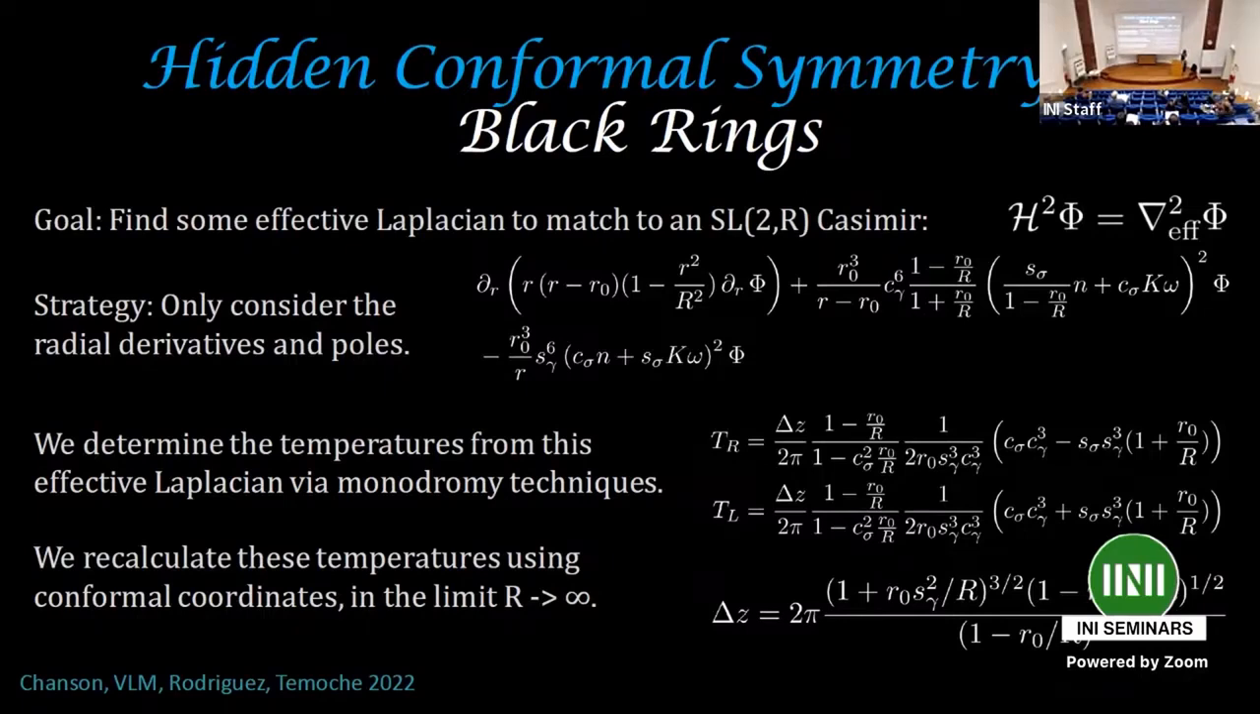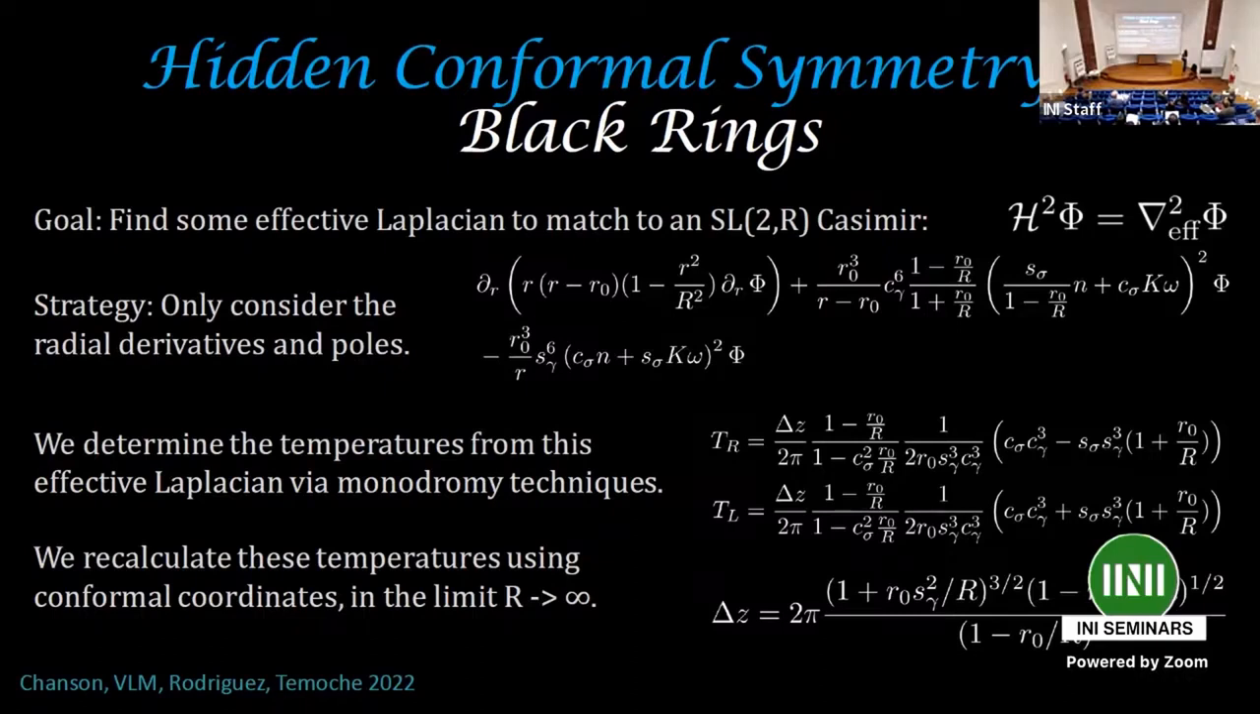We didn't build this Casimir, although that is a goal. But you can still extract these temperatures via monodromy techniques and also via conformal coordinate techniques in the limit where one of the radii of the ring is very large. So you can still extract these temperatures just by studying this effective Laplacian, though we don't get the generators themselves for the black ring case.